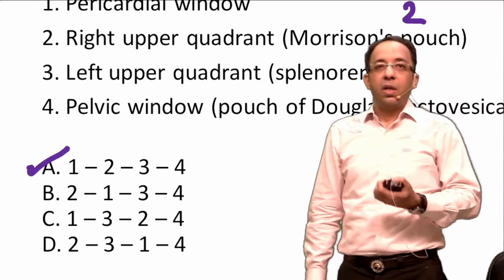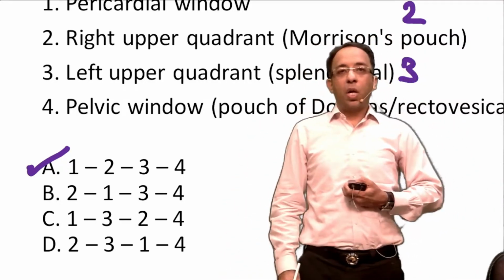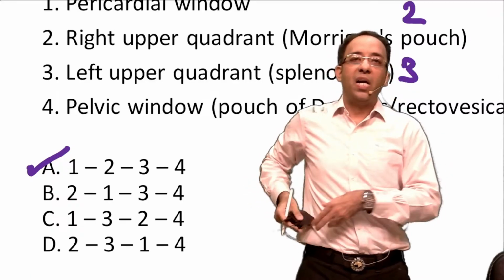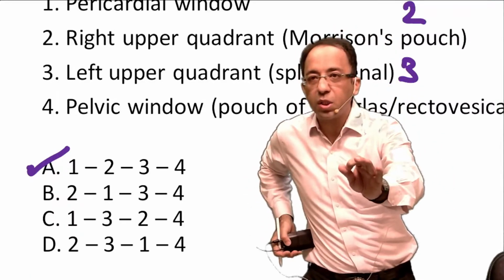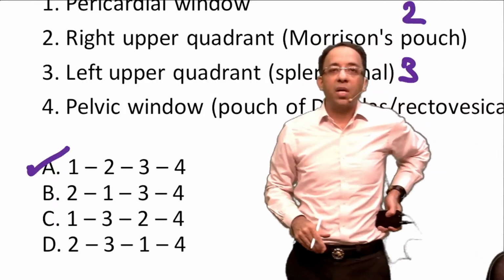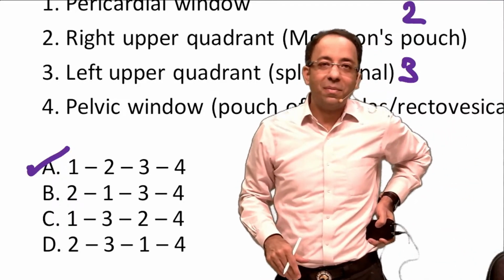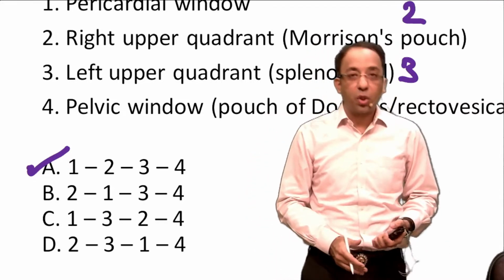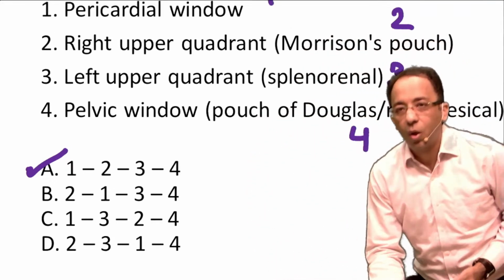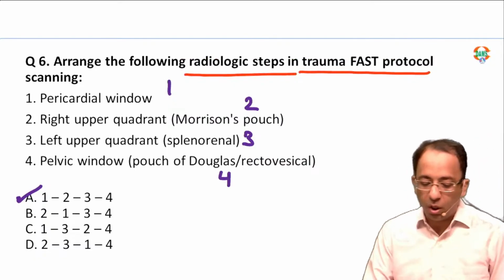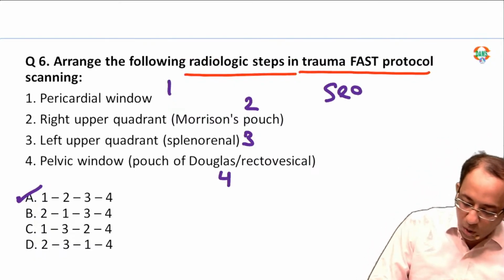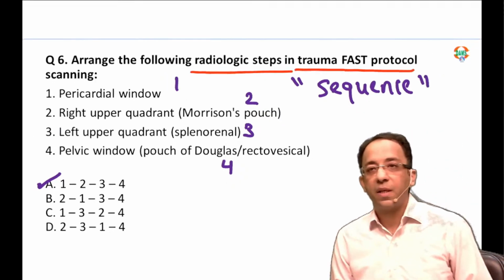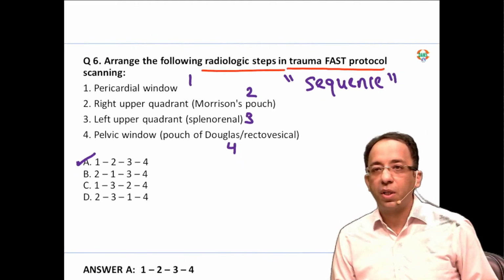Are you clear? So the sequence of FAST is, you keep the probe in the subxiphoid area to look for cardiac tamponade. Right flank to see the Morrison's pouch. Left side to see the, anyone? Splenorenal recess, and pelvis to see the pouch of Douglas or the rectovesical pouch. Clear? So the sequence is 1, 2, 3, 4, and the style of question asked in INICET is arrange the following in sequence. This is called arrange the following in sequence.